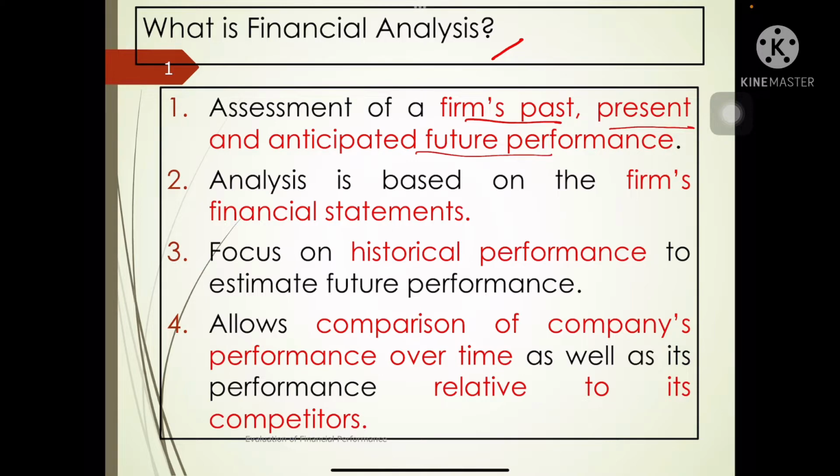All right, the next one, number 2, is that analysis is based on the firm's financial statement. It is based on the financial statement that we do. Based on that financial statement, we are going to analyze. This will focus on the historical performance to estimate the future performance. So based on historical data, we are going to predict our future. And number 4 allows the comparison of the company's performance over time as well as relative to its competitors.